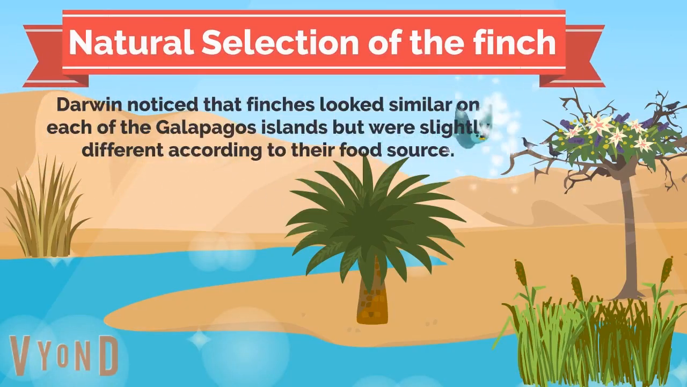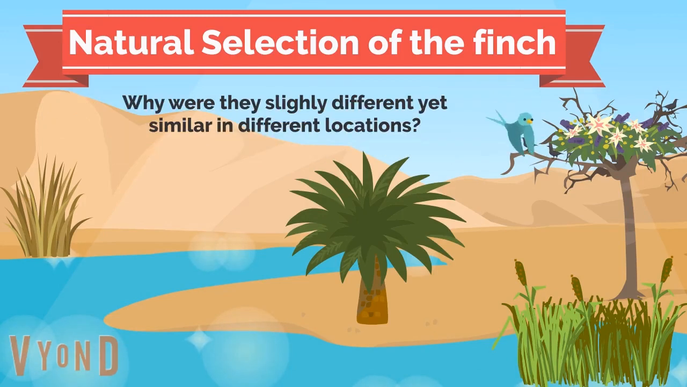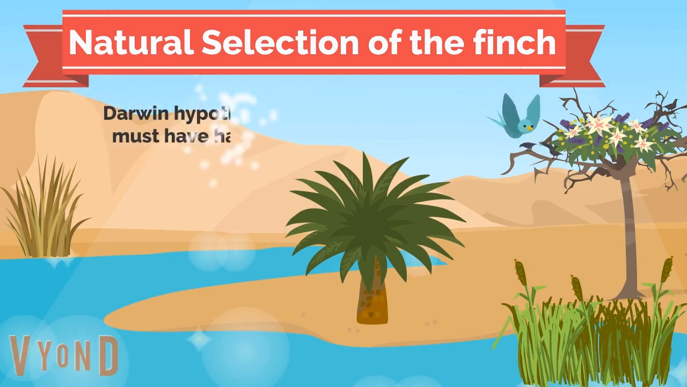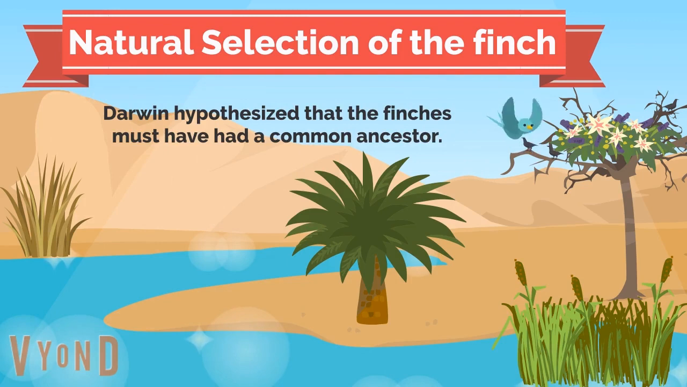Darwin noticed that one animal in particular, the finch, looked similar on each of the Galapagos Islands, but were also slightly different according to the food source they needed. But why were they slightly different yet similar in different locations? His hypothesis is that they must have had a common ancestor.